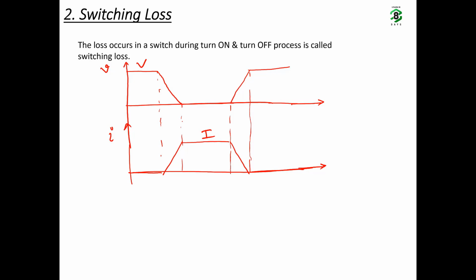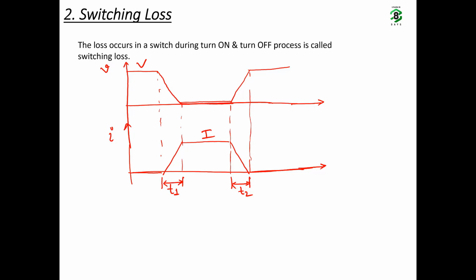So this duration, from here to here, is called T1, and this one is T2. In T1 the switch is turning on, because when the switch turns on, the voltage across the switch gradually drops down to 0. It is not exactly 0, but it will be a very small value, and for our calculation of switching loss we will consider it as 0.